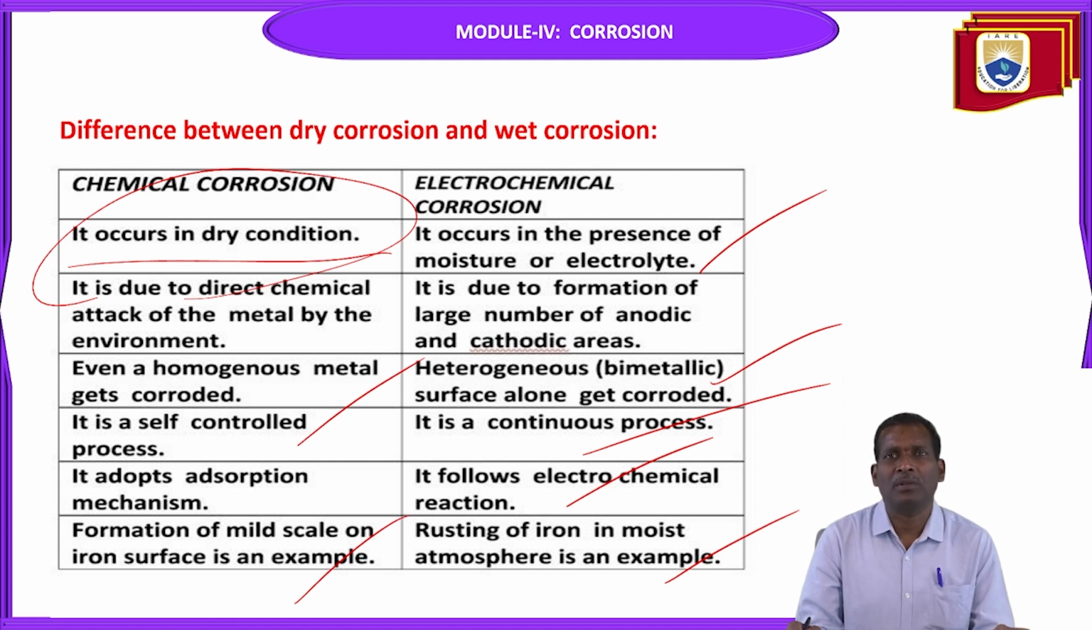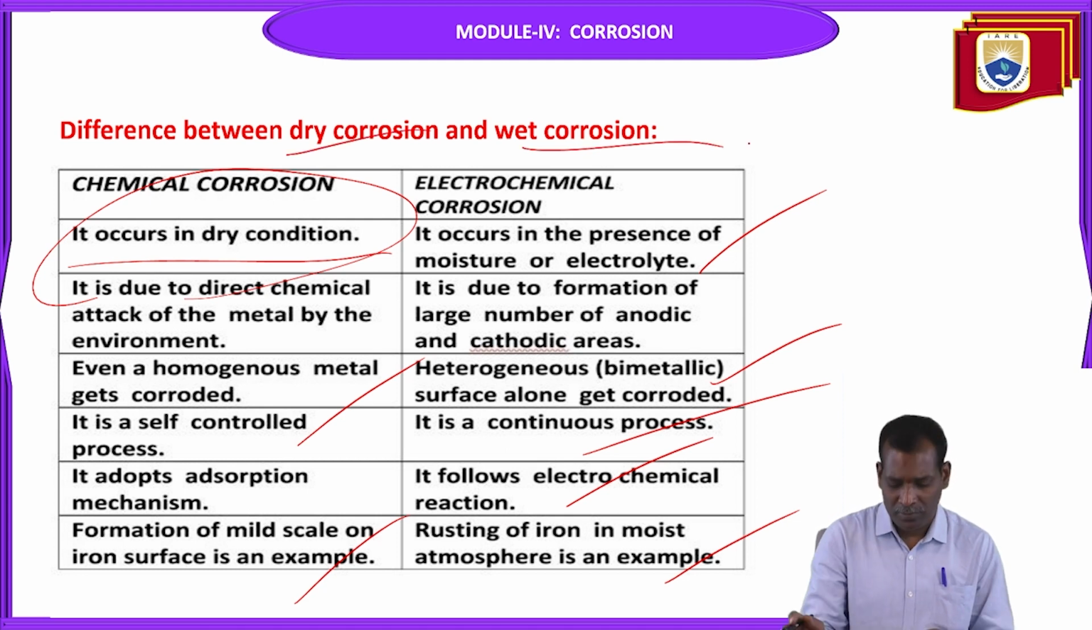But in wet corrosion, it is not like that. Suppose iron or any metal is exposed to moist atmospheric conditions, the rusting will compulsorily form. So this is the example for wet corrosion. These are the main differences between dry corrosion and wet corrosion.